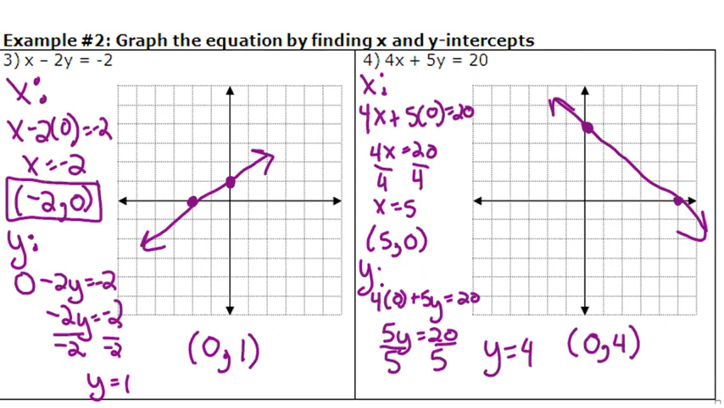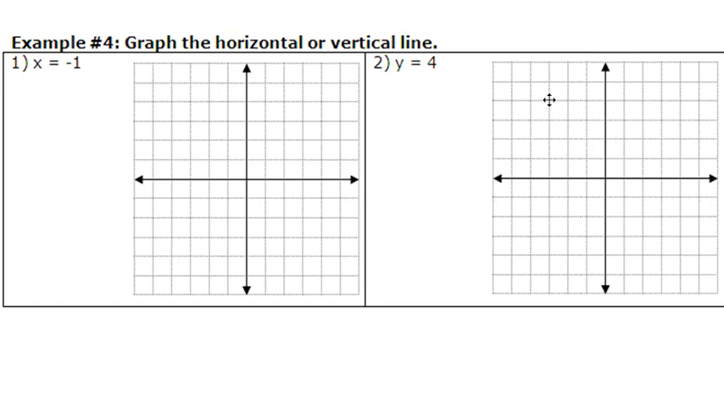So that is how you graph using x and y intercepts. Now, horizontal and vertical lines. We've already talked about these, but in the case of x equals negative 1, if you have an x equals, that means it has to cross the x-axis. So x equals negative 1, you are going to put a dot at negative 1 on your x-axis.